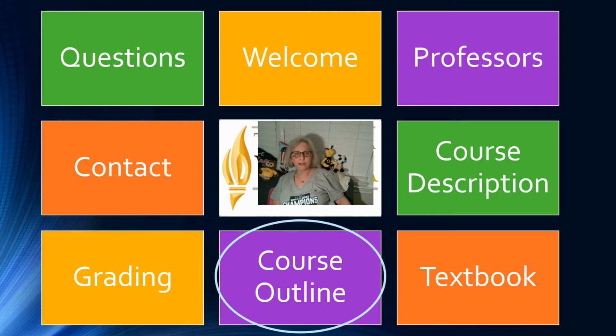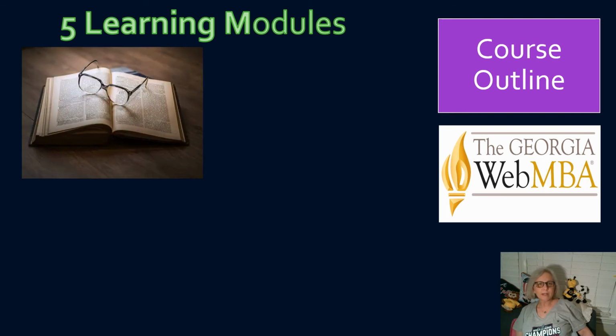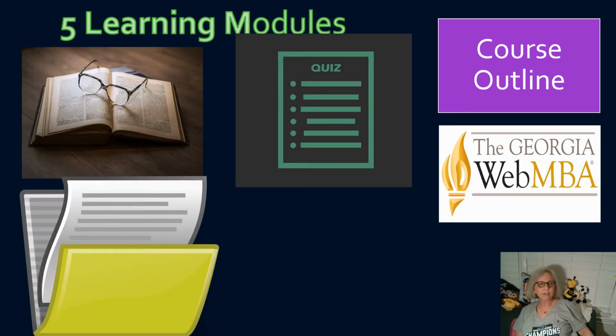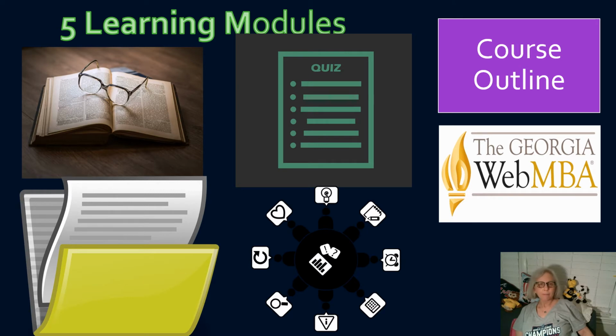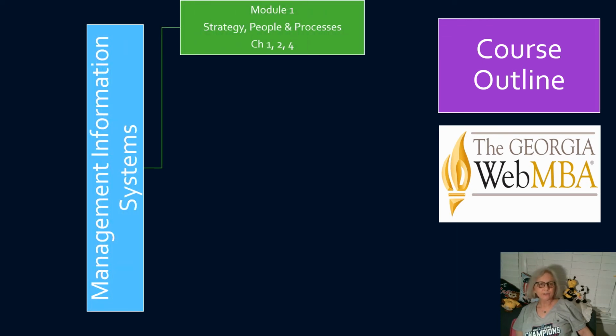Next, we'll look at the course outline. There are 5 learning modules. Each learning module includes some combination of the following: readings, quizzes, projects, discussion boards. Looking at the 5 modules for MIS, Module 1 is Strategy, People, and Processes. You can see that this module includes 3 chapters, while some include 2 chapters. The chapters are grouped together into meaningful modules by the professors of the course.